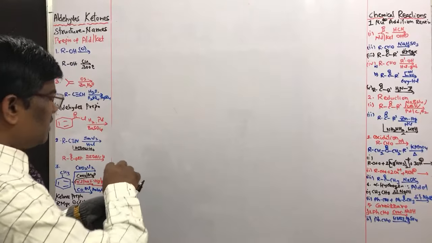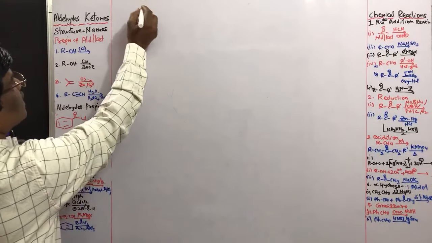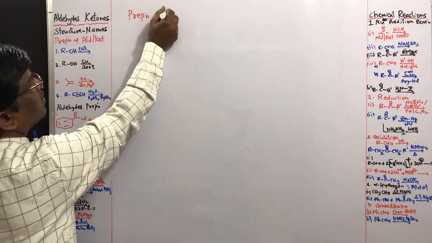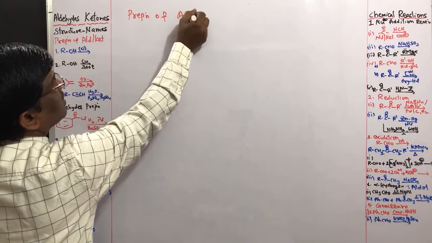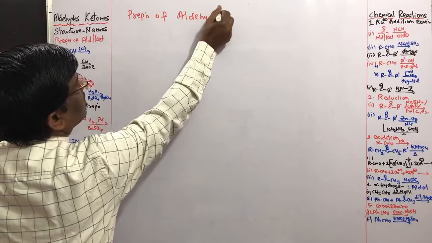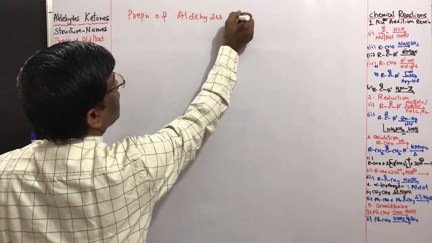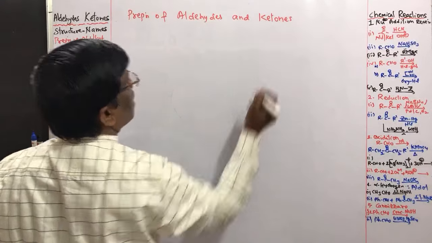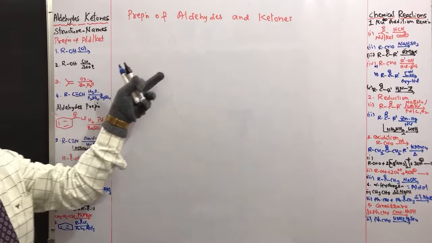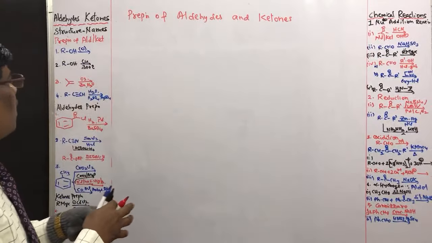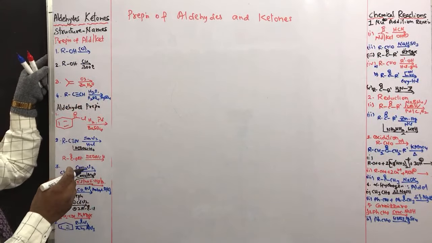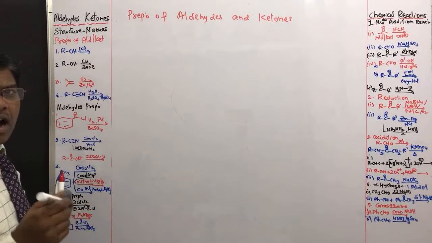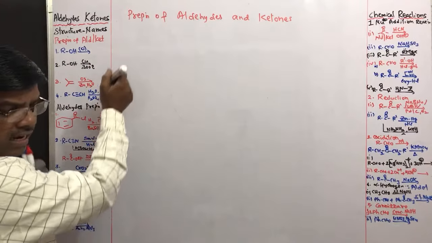So let us see the common methods for the preparation of aldehydes and ketones. What are the general methods available for the preparation of aldehydes or ketones? We have already come across the oxidation of alcohols. We will get aldehydes and ketones. Let us see.